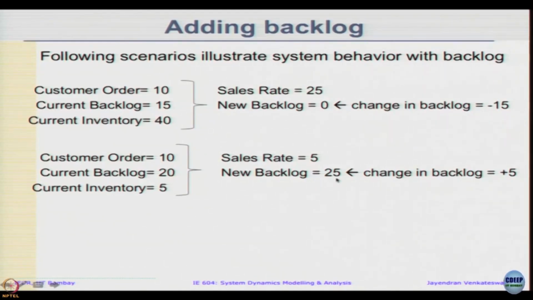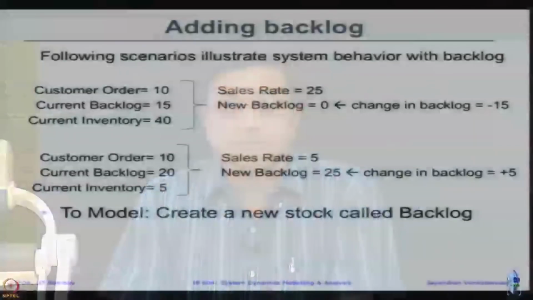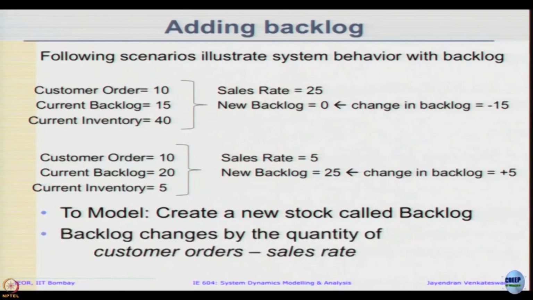So, we are going to model this within our existing retailer model, you save it as retailer backlog model as a separate model. To do this you are going to create a new stock called backlog, and backlog changes by the quantity of customer orders minus sales rate. So, this is a flow inside the stock, the change in backlog will be governed by this equation, but you have to come up with the equation of how to determine the sales rate. So, let us take 10 minutes to model it.